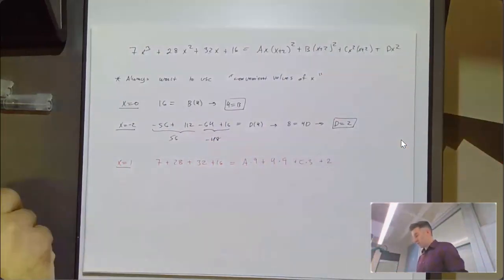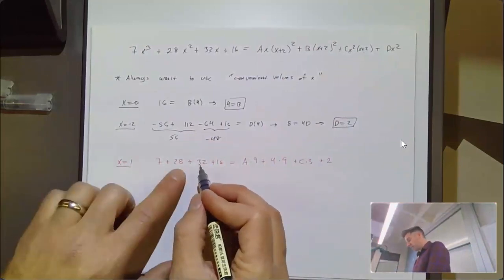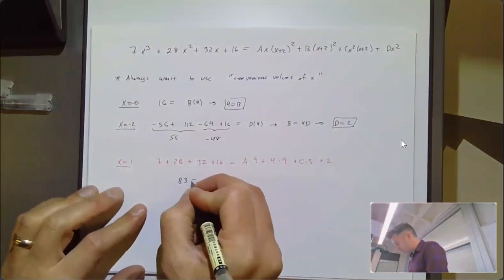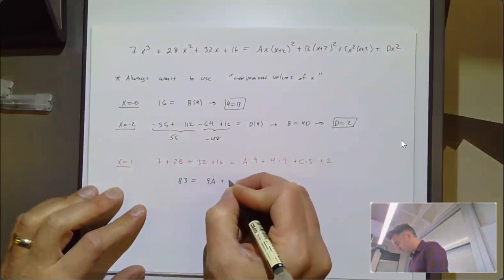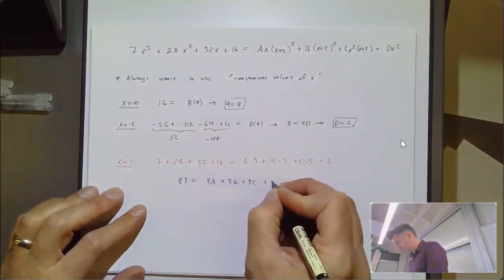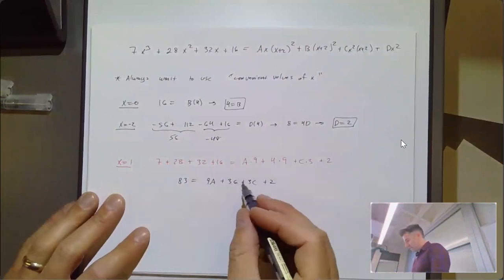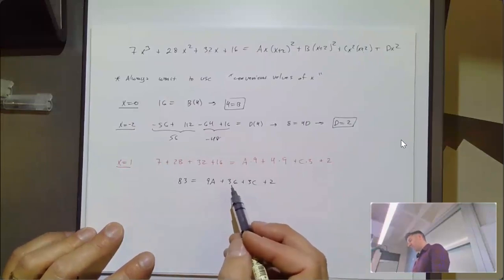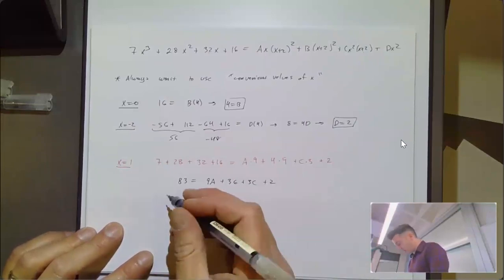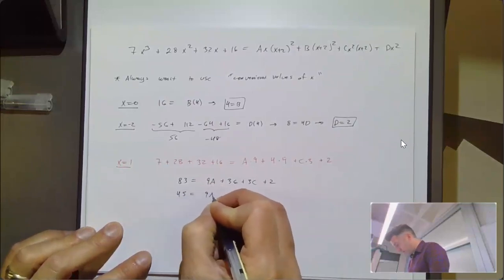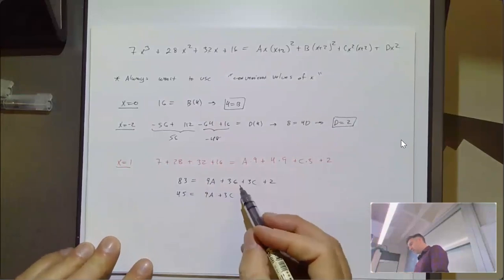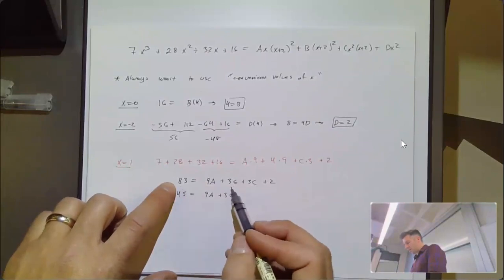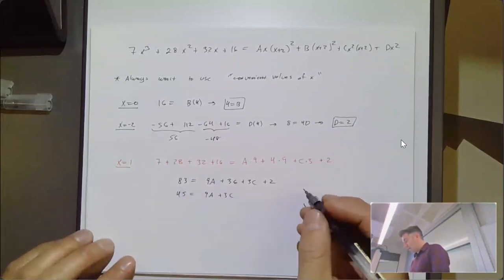And then if we work with this, 28 plus 32 is 60. 60 plus 16 is 76. Plus 7 is 83, equal to 9a plus 36 plus 3c plus 2. So isolating the a and the c, I have 83 minus 36 is 47, minus 2 is 45. I have 45 equal to 9a plus 3c. Let me double check. 81 minus 36, yes, that's right. And then we would pick another value of x.